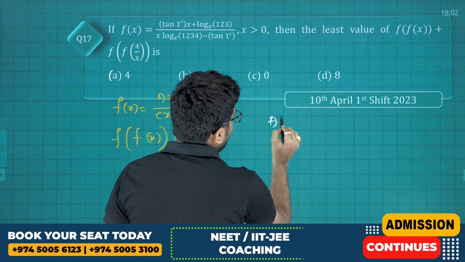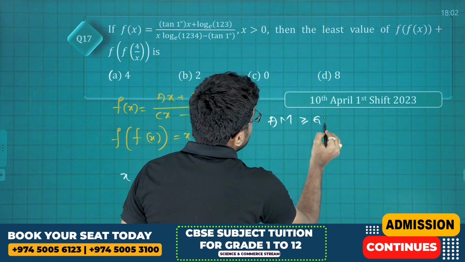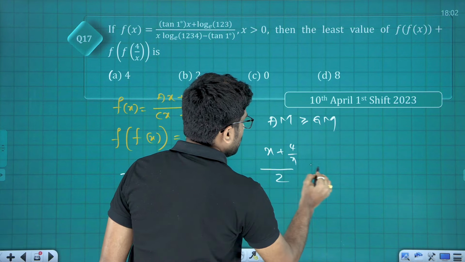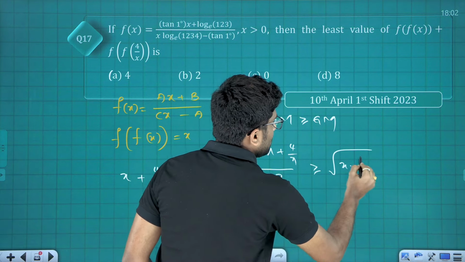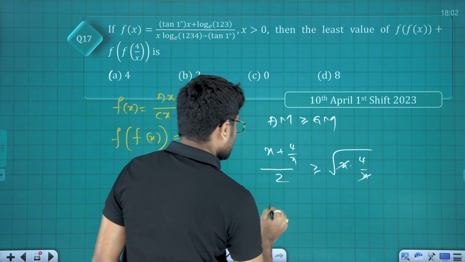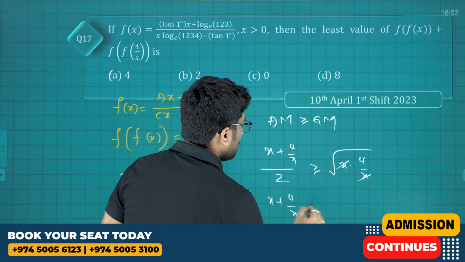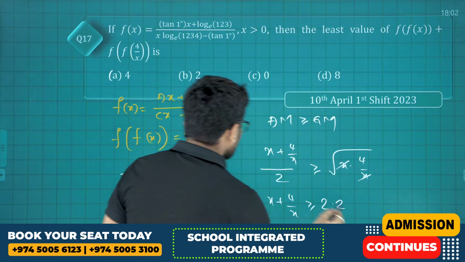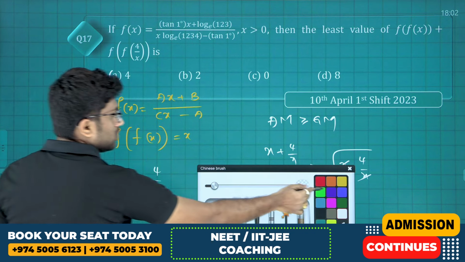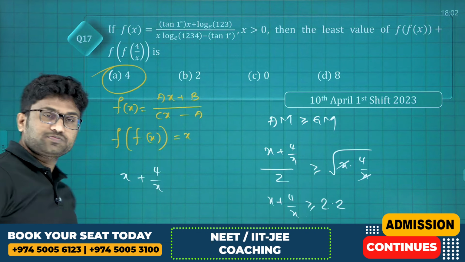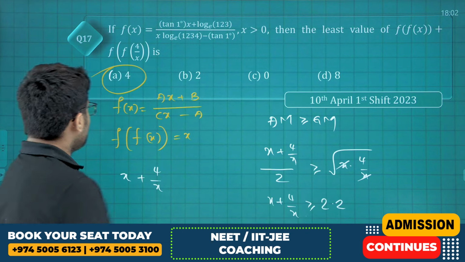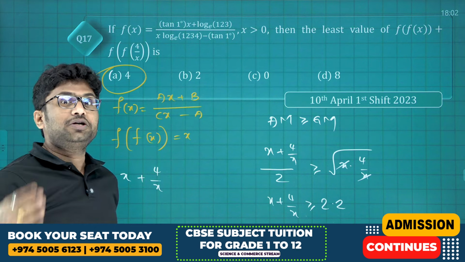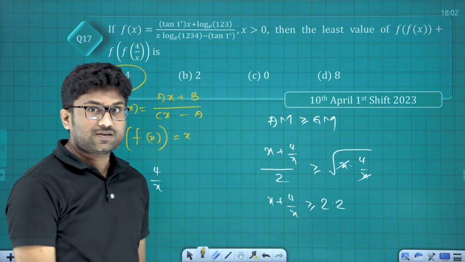AM is always greater than or equal to GM. So (x plus 4 by x) whole divided by 2 is greater than or equal to the square root of x into 4 by x. So x plus 4 by x is always greater than or equal to 2 times root 4, which is again 2. So this will always be greater than or equal to 4, friends. If you know this, then there is no need to do f(x). It takes much time if you do not know this.